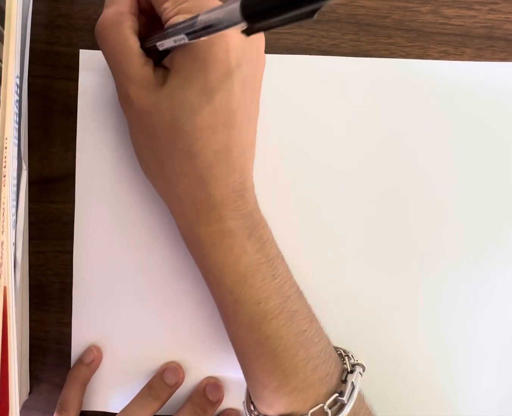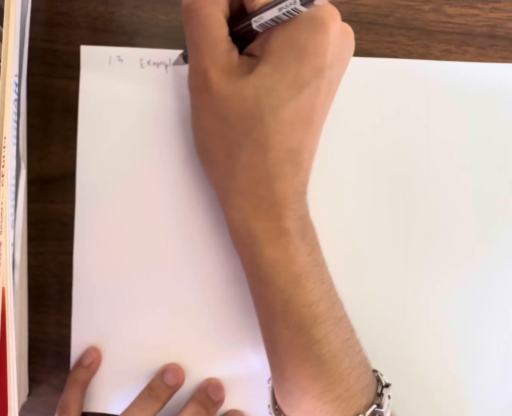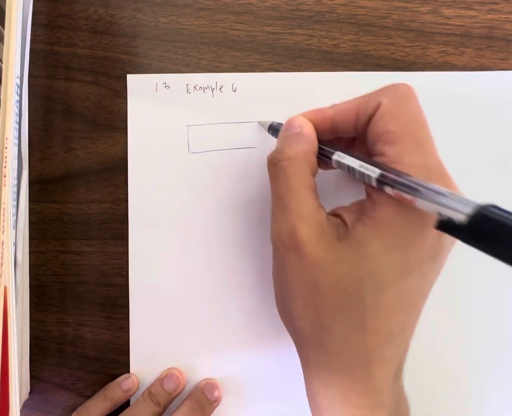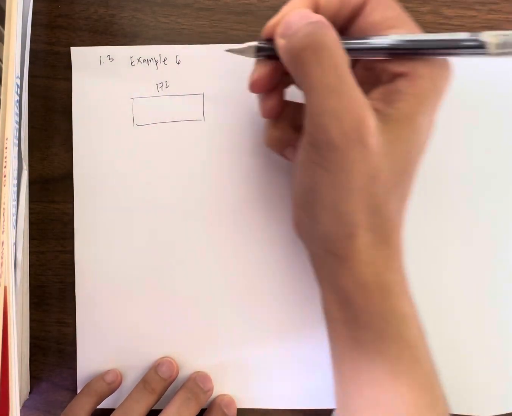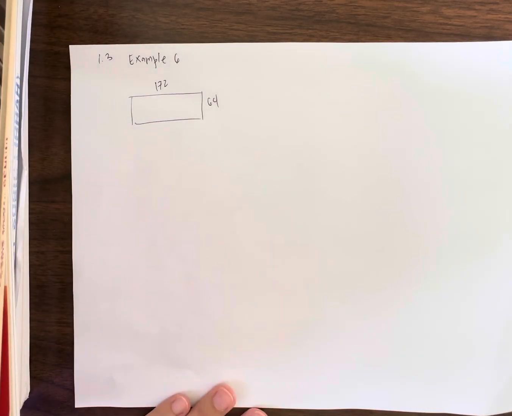Okay, so this is still 1.3. For example, 6. Okay, so example 6 is telling us that we have a rectangular garden plot and we have the dimensions. I like to just kind of sketch what that might look like. Not that I don't know what a rectangle is, but 172 is the length and then 64 is your width. Now you're asked to find the lower and upper bounds of the perimeter.